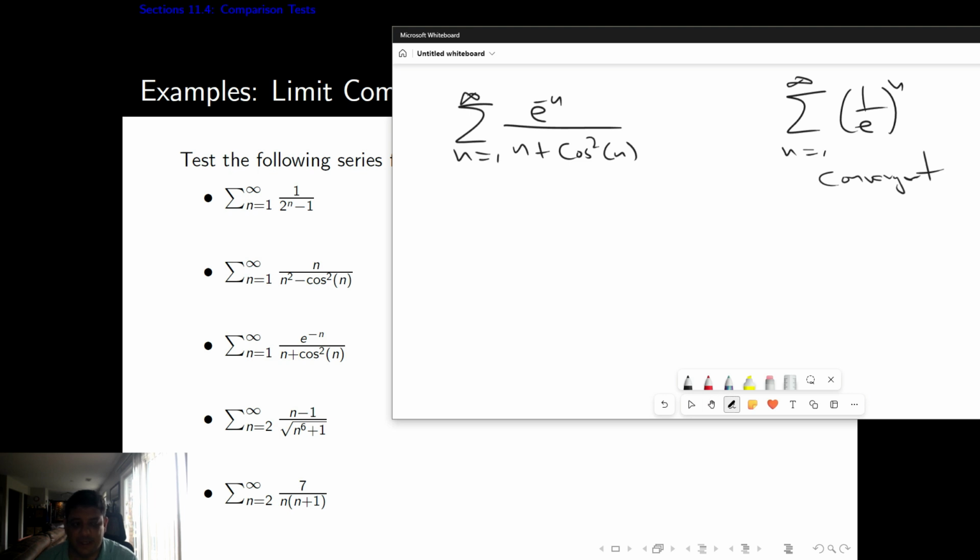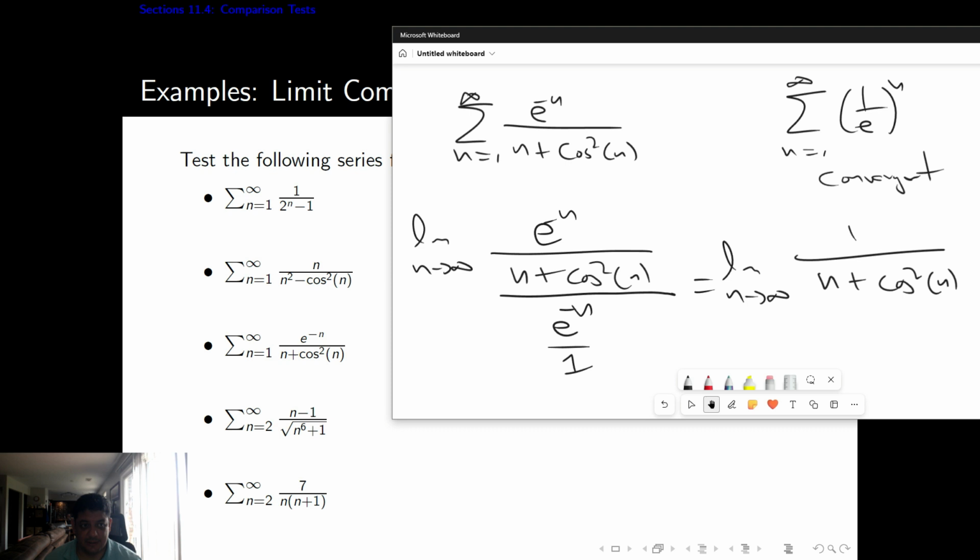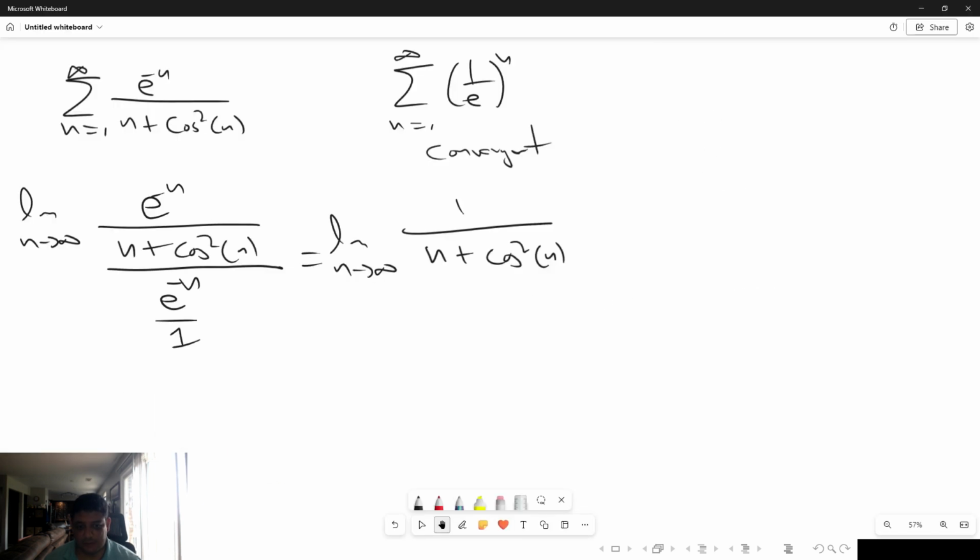So if we go and calculate a limit, this is limit when n goes to infinity of e to the minus n over n plus cosine square of n over e to the minus n. And I'm going to put this like 1 over 1, so I can use e to the minus n. This is going to be a limit when n goes to infinity of 1 over n plus cosine square of n. And so now we have a different limit again that we're transitioning to. And this limit is the one that's going to decide what happens.